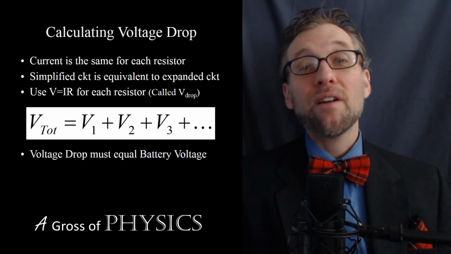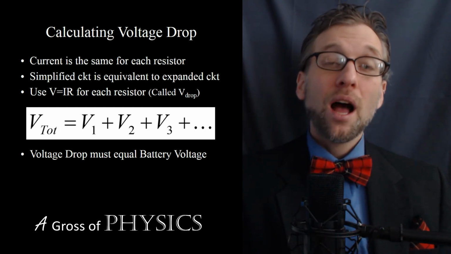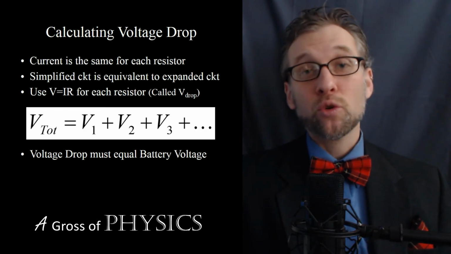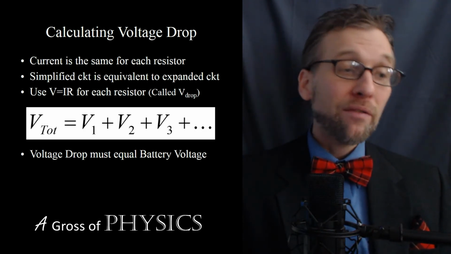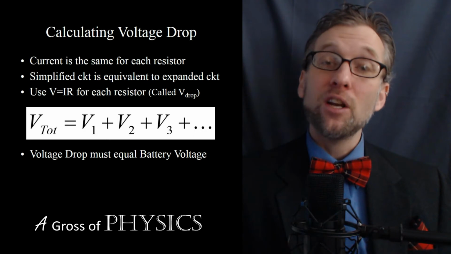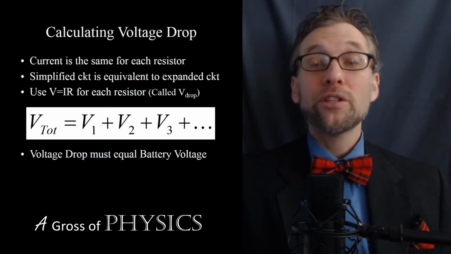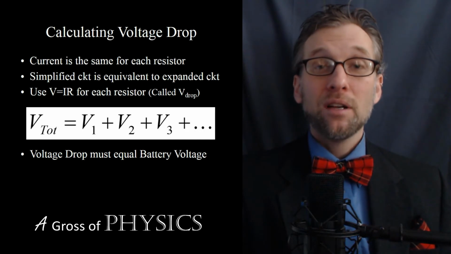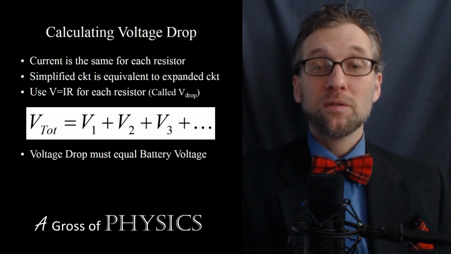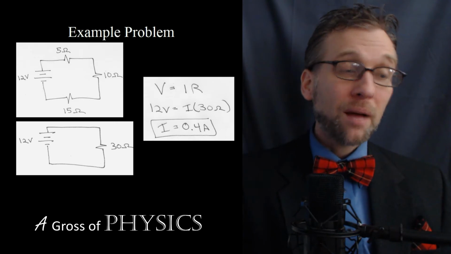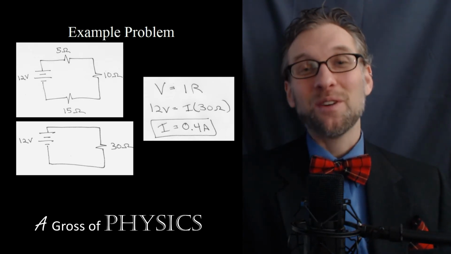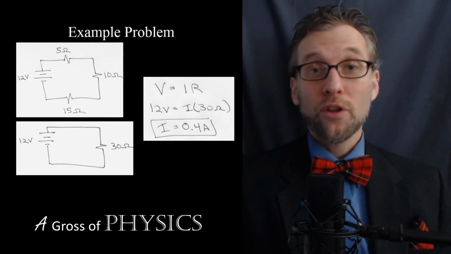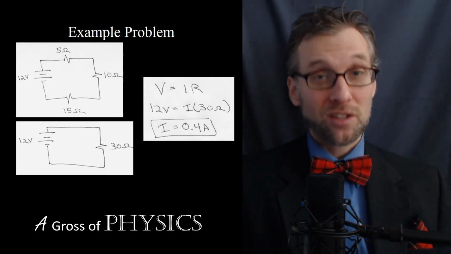Now, if we happen to have a situation where we're dealing with an actual series circuit, I have a circuit here that is a 12-volt power supply, and then we have a 5 ohm, a 10 ohm, and a 15 ohm resistor. Well, what's the equivalent resistance of 5, 10, and 15? 5 plus 10 is 15 plus 15 is 30. The total resistance is 30.